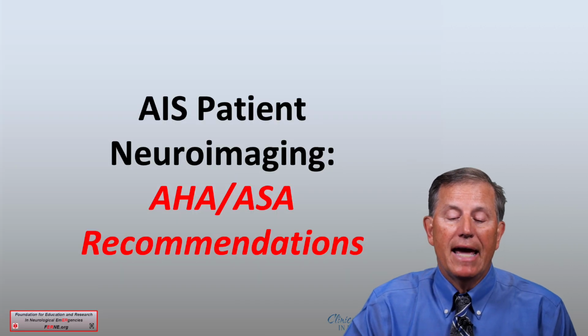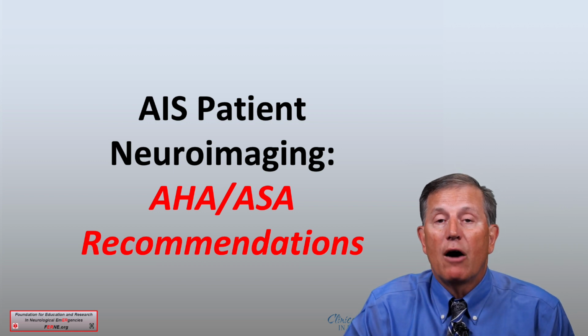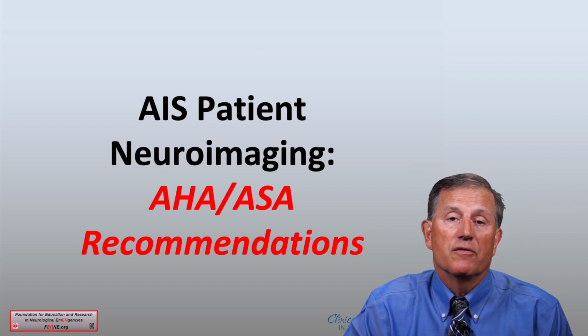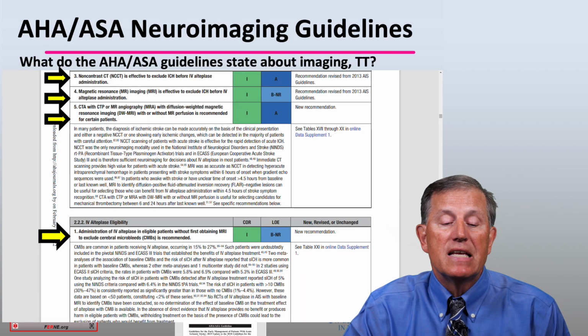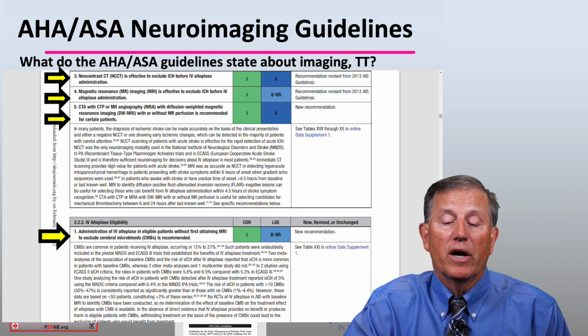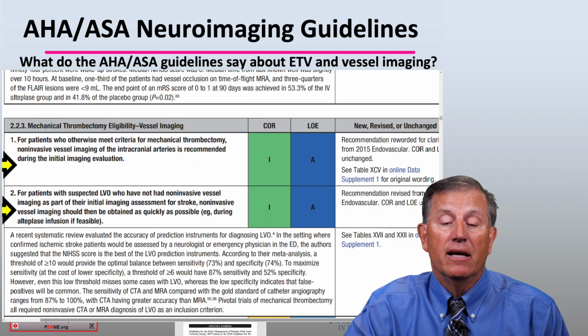So what are the AHA and ASA recommendations? I've pointed out from the recommendations themselves where the specific guidelines are mentioned. So in these following slides where the arrows exist, I will just quickly move through the questions and show you where they are demonstrated in the AHA, ASA neuroimaging guidelines here.